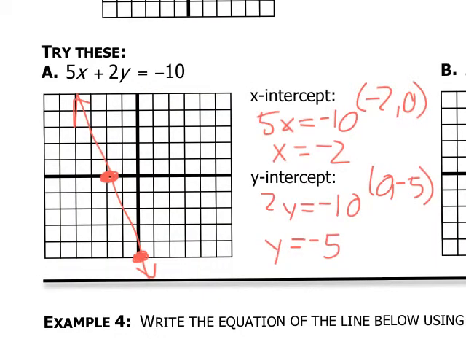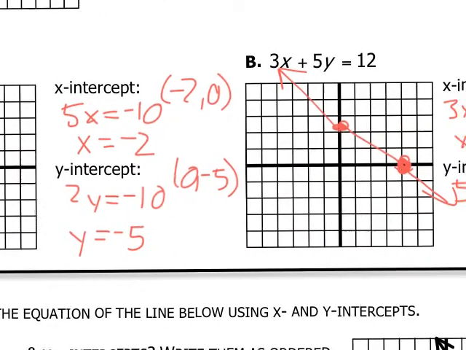Okay, you can go ahead and check your answers for A on the board. So for the x-intercept, I cover up the 2y term, since y is 0. Solve down and get x equals negative 2. For the y-intercept, I cover up the 5x term, since x is 0. And I get y equals negative 5. So then I plot my 2 points, and there's my line. Questions on A? We okay?